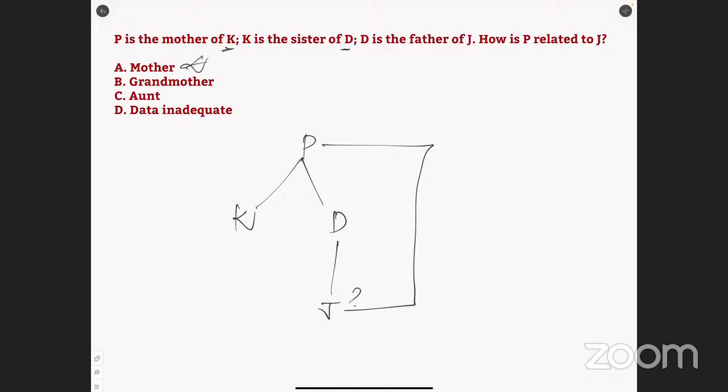We have mother, obviously ruled out. Grandmother could be, aunt obviously it cannot be the case, because D's child is J and D's mother is P, because we know the gender of P, that is female. So therefore she becomes the grandmother to this person J. So how is P related to J? P is in fact the grandmother. So option B is the right answer in this case. So data inadequate is not relevant here, because we have the actual data with respect to the persons in the question. Moving on.